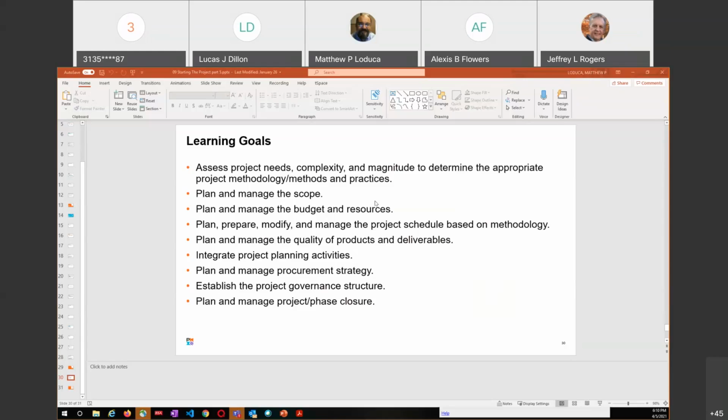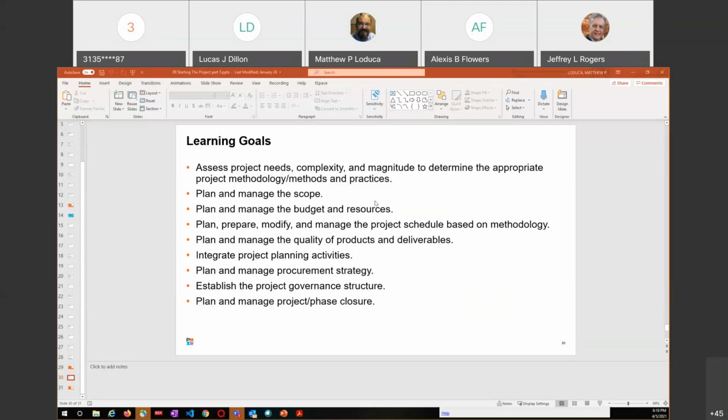Plan, prepare, modify, manage the project schedule based on methodology. We talked about that. I actually taught you guys that class. So we had talked about a lot of things on that project schedule. We talked about the critical path method. We talked about all of that stuff as far as the schedule goes. We talked about lead time and lag time a little bit. We talked about float. We talked about how we do that, where it's finish to start. Make sure you guys have that stuff down. You'll have another class on that. Chris and Cindy are going to teach that, I think Wednesday actually.